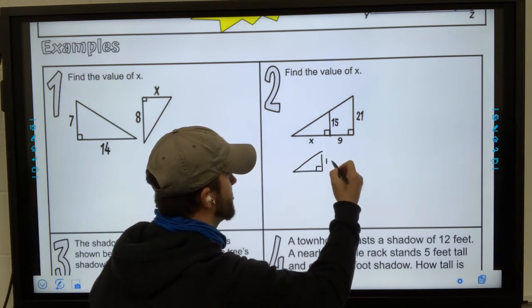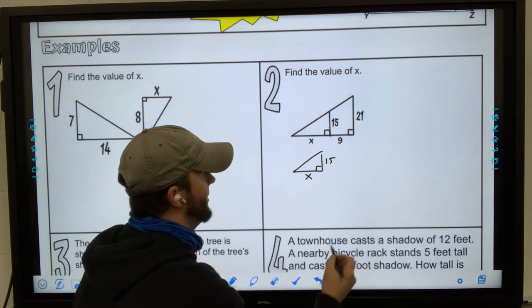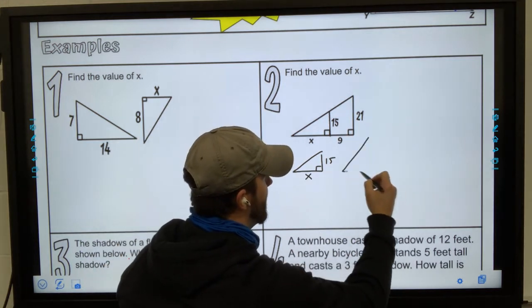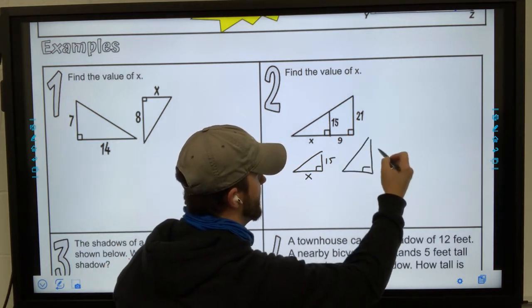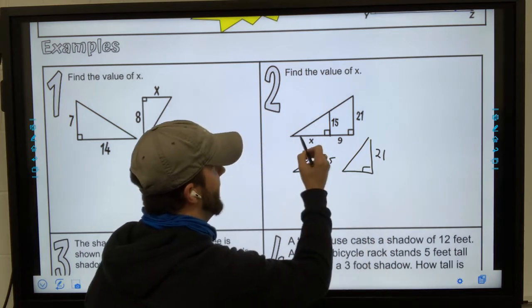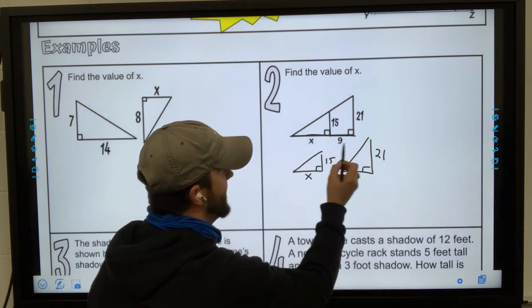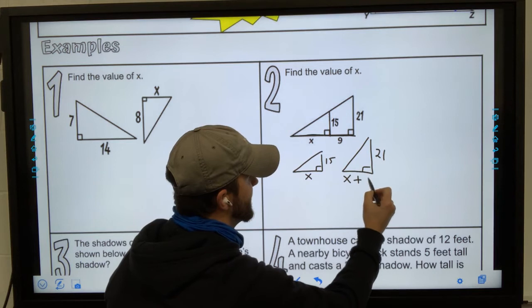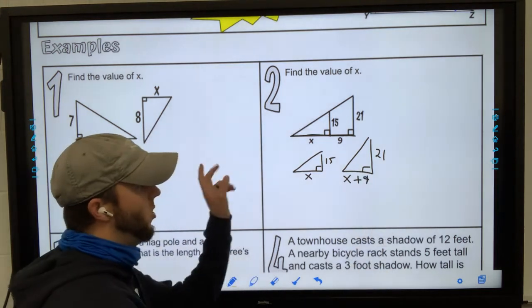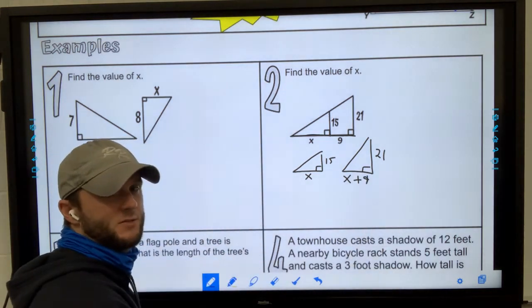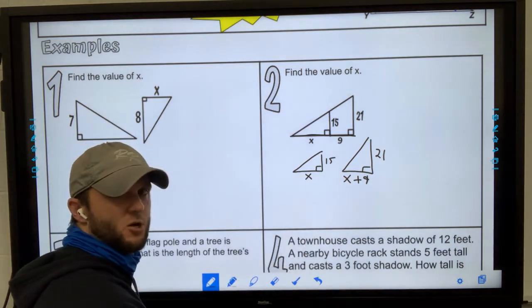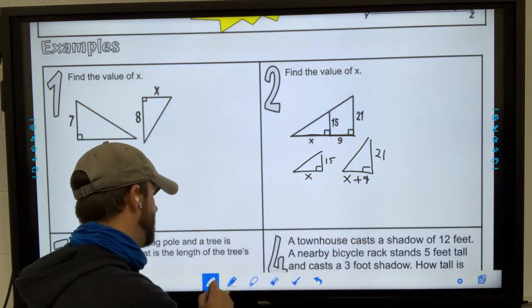My smaller triangle has sides 15 and X. Then I'm going to draw my bigger triangle. This side right here is 21, and this bottom piece, the whole thing, is X plus 9, so I add those together. Now these are my similar triangles, so I'm going to put them together.